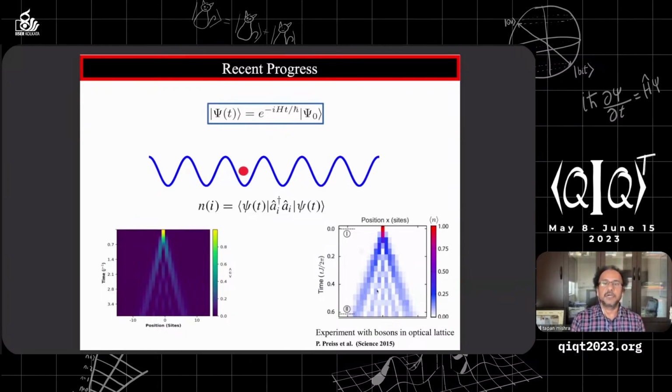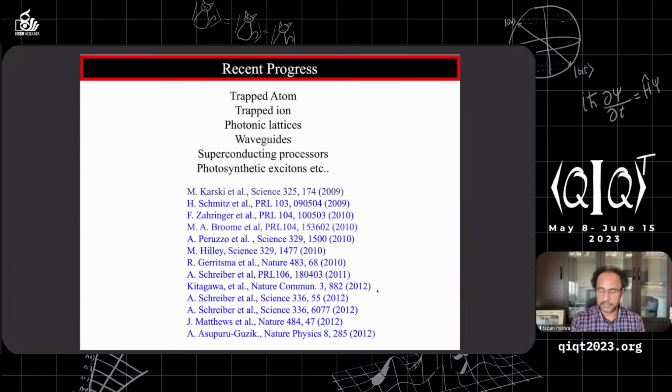And after this, during the last 1.5 decades, observations of this quantum dynamics, or quantum walk, of a single particle have been made in various artificial systems, including trapped ions, photonic lattices, waveguides, and superconducting qubits, and people have also predicted some kind of quantum walk in photosynthetic excitations in biological systems. So this is all the story about a single particle quantum walk. There is no interaction. This is just a tight binding model. It's a single particle problem.